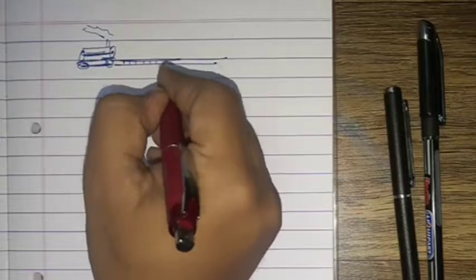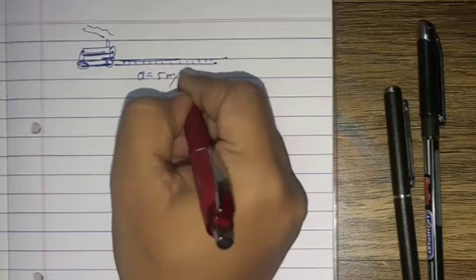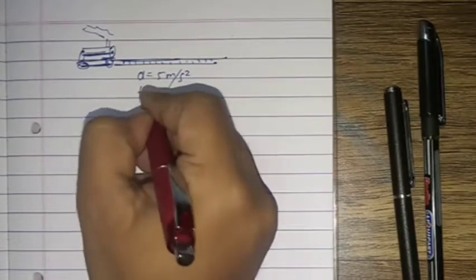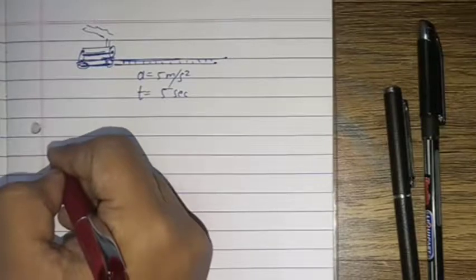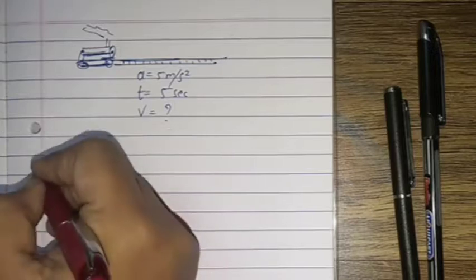So the train is running on tracks, a straight track, a straight line, and accelerating uniformly at the rate of 5 meter per second square. So this time acceleration is given, 5 meter per second square, for 5 seconds. And we have to calculate the velocity of that train in 5 seconds.